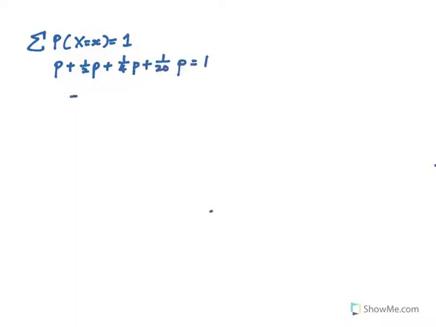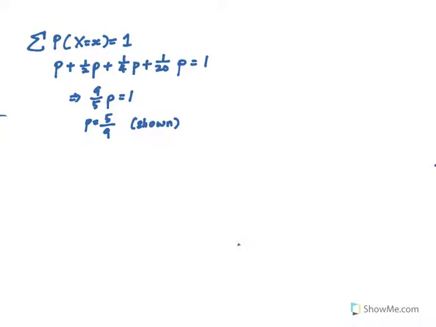Very quickly, if you evaluate this by yourself, you will get a total of 9/5 p equals 1. And then p will just be equal to 5/9. And with that, we have shown that p is equal to 5/9.